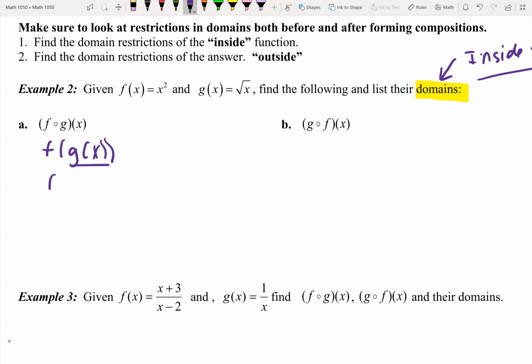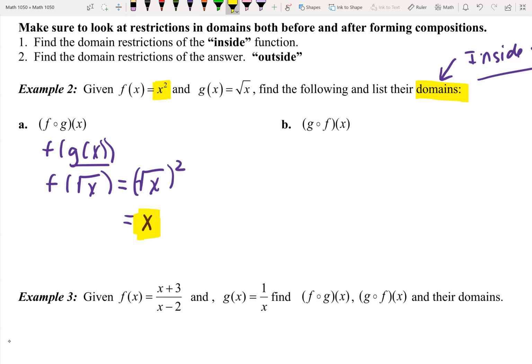Okay, and what's my g of x? It is the square root of x. So now I'm going to go into this yellow f of x, and wherever I see an x, I'm going to put in the square root of x. So it's the square root of x, and the whole thing is squared. Well, the square root of x squared is x, and that's my answer.